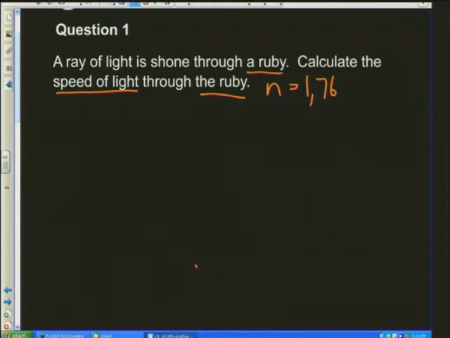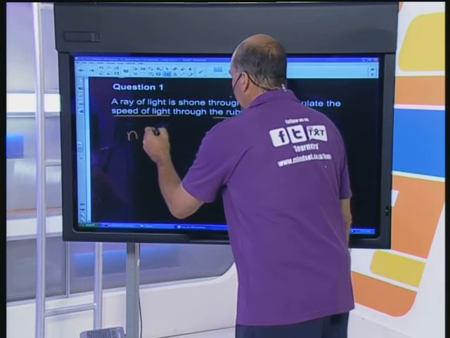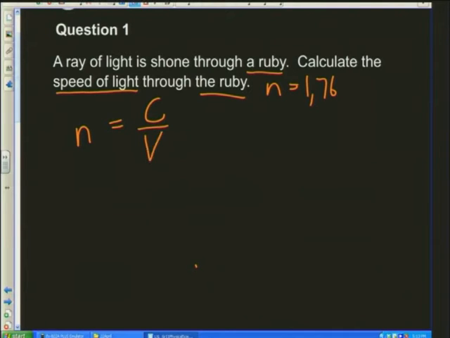So how are we going to do that? We know that n is equal to 1,76. We want to find the speed of light. What do we know? Can we use Snell's law? No, we can't. We don't know two media. So what is the other equation? n is equal to c over v. We know c because c is a constant, 3 times 10 to the 8 meters per second. So what don't we know? We don't know v. So whenever they're asking you for the speed of light, you need to know it's this equation that we need to look for.